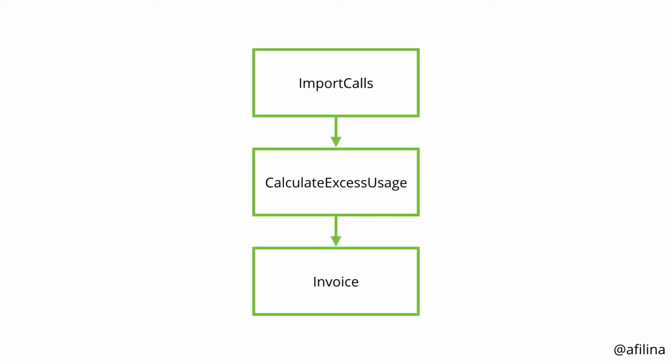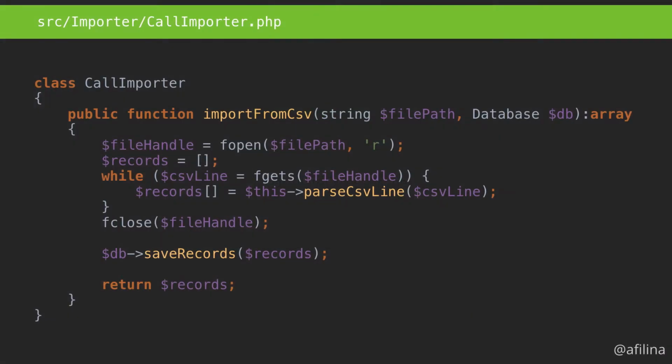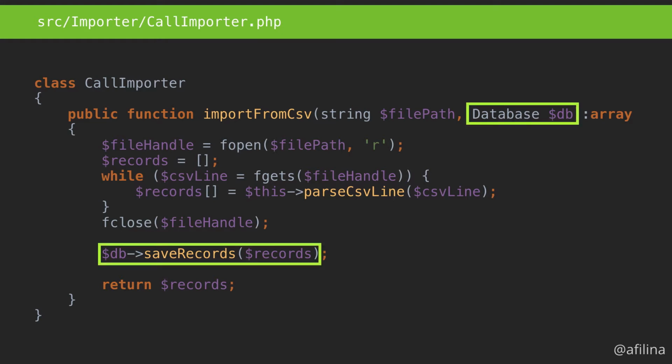The application that we're testing imports phone calls placed by customers so that we may bill them for the excess usage. The tests will focus on importing the call records. Let's begin. The class that we're unit testing has a method called importFromCSV. It reads a file, parses it, saves the parsed records, and returns them. It relies on a database class to save the parsed records.